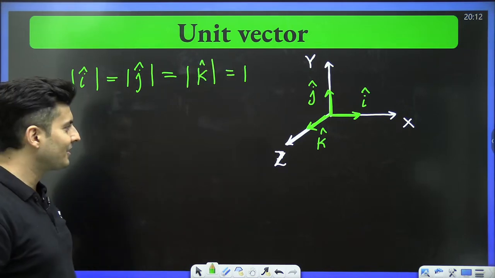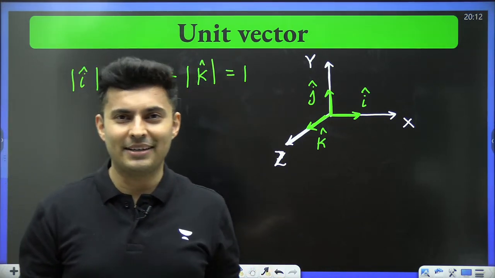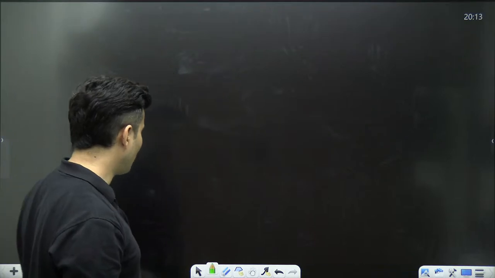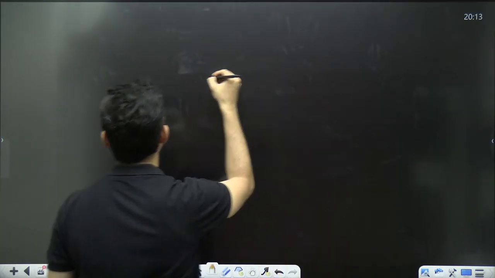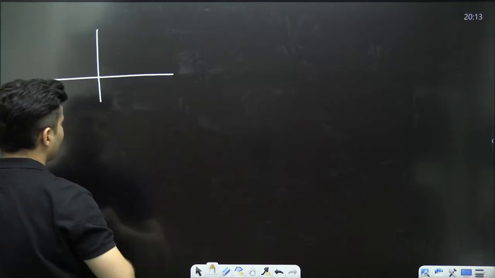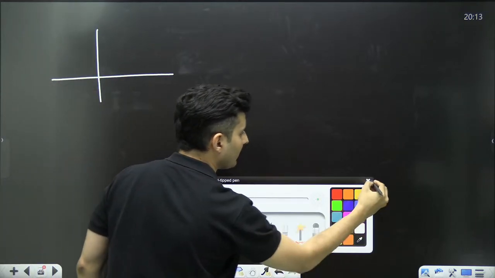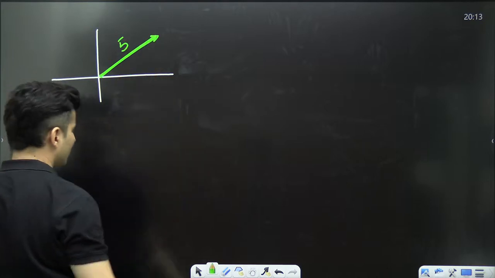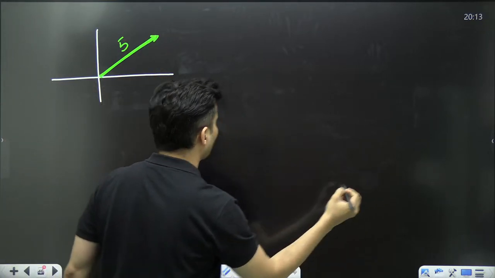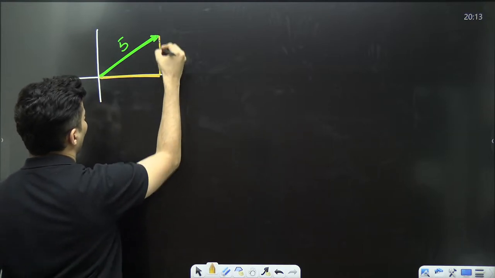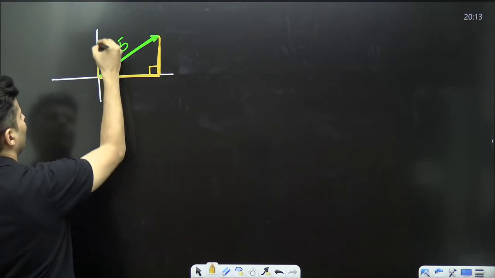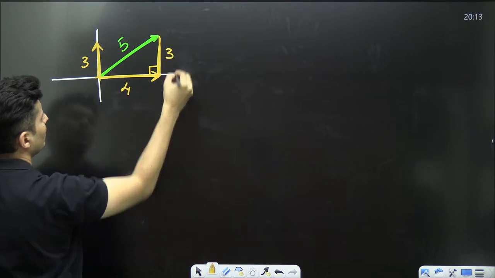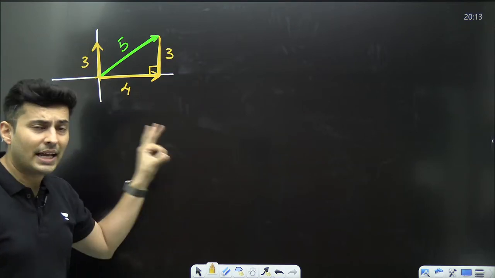They are special vectors. Now, what is the purpose of this unit vector? What's the use of it? I will come to that. So, my dear warriors, imagine there is a vector like this, and let's say the value is 5 units. I can split 5 into two parts, one part here and one part here. Both are perpendicular, right? If this is 4, this is 3 units. 3 is the y component, 4 is the x component.